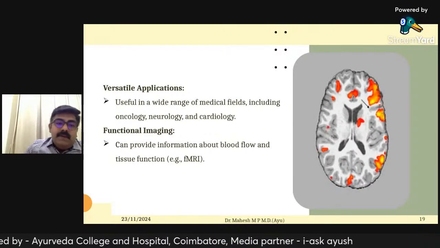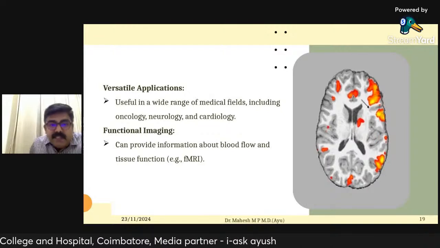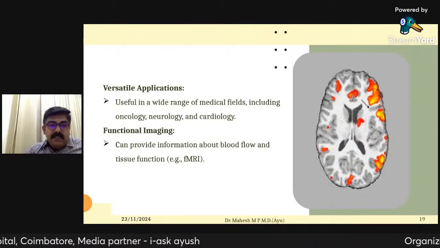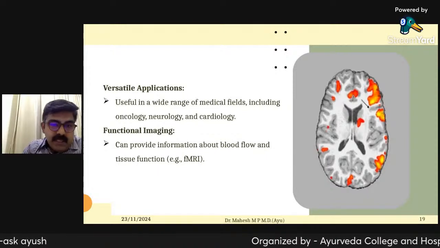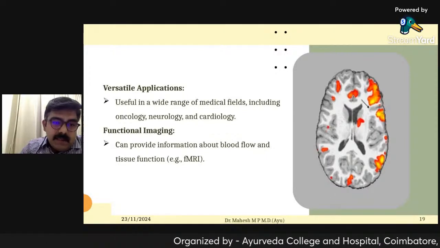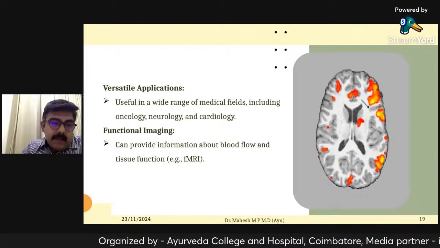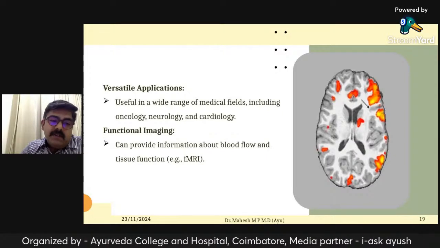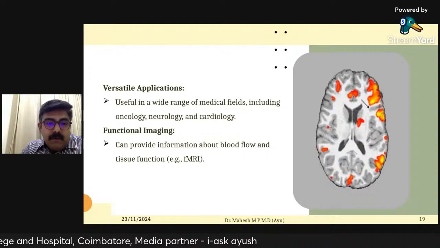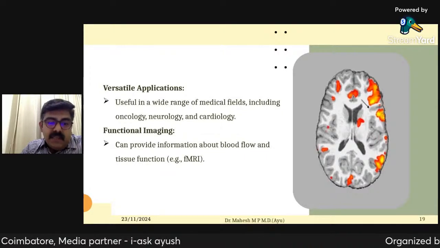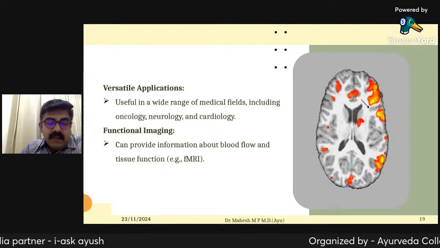It also has versatile applications, useful in a wide range of medical fields including oncology, neurology, cardiology, and rheumatology. So there is a wide range of applications. And functional imaging can also be done with MRI, which can provide information regarding the blood flow and tissue function, which will be very clear.